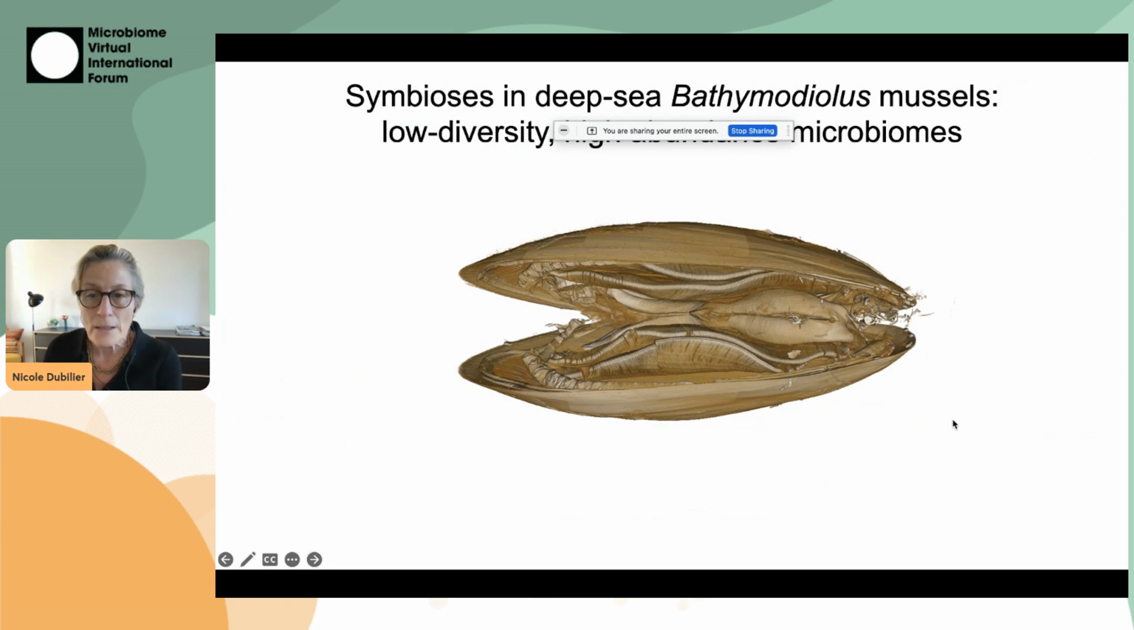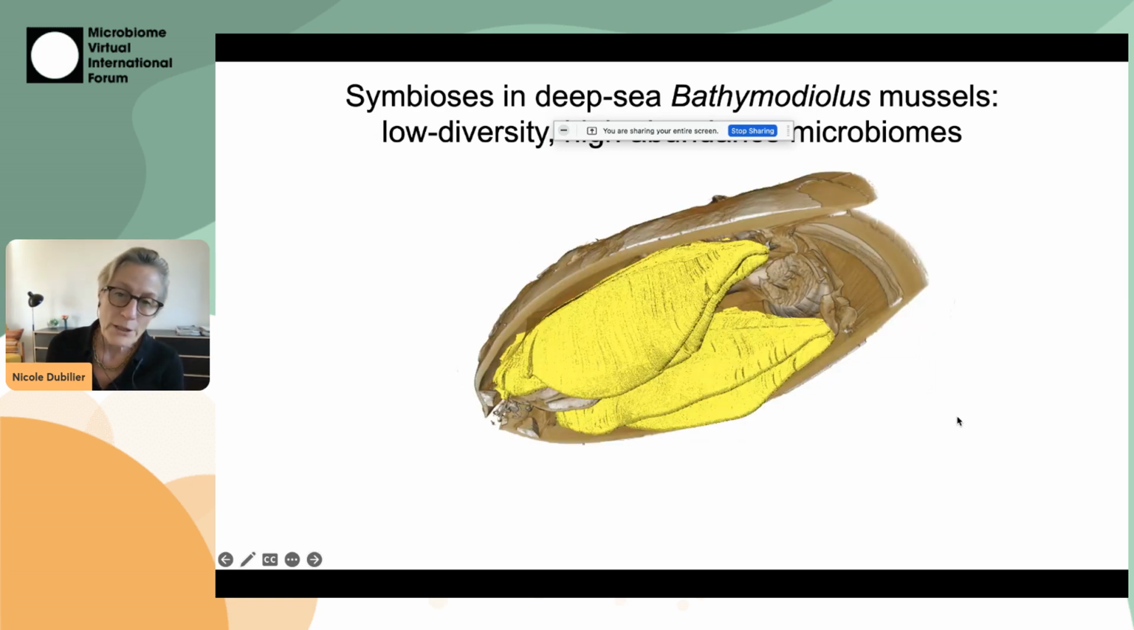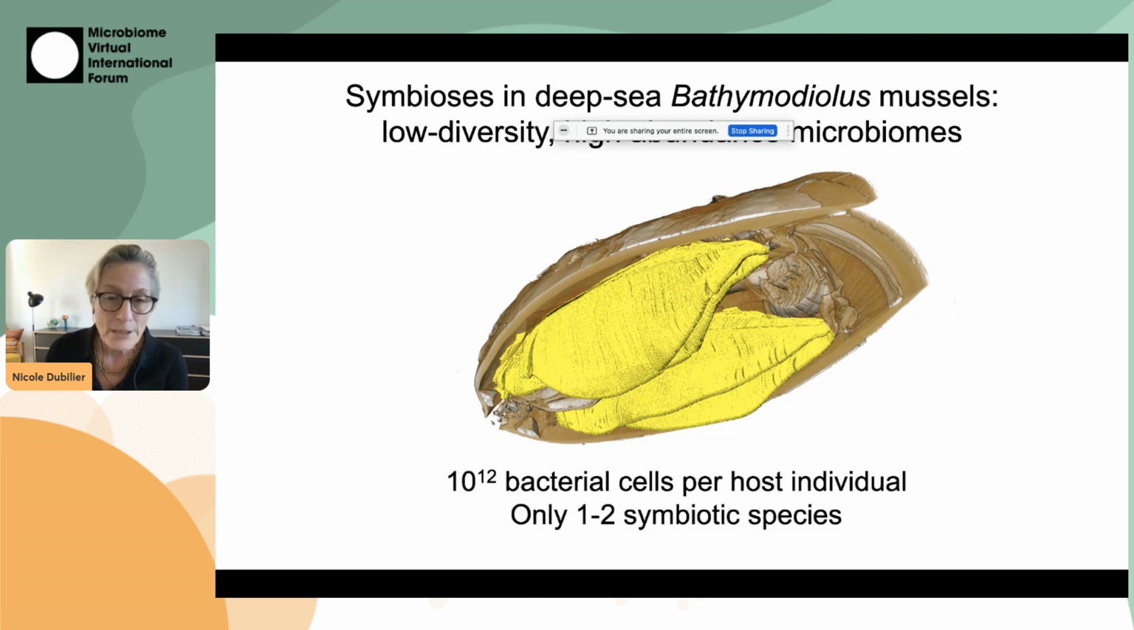What you're looking at here is a micro CT image of a Bathymodiolus mussel, and the symbiotic organs are the gills. They contain the symbiotic bacteria. They're very greatly enlarged because they house so many bacteria. We estimate that an 8-centimeter large mussel houses about 10 to the 12th bacteria cells, and they only have 1 or 2 symbiotic species. This means examining their microbiomes is relatively easy because we're not dealing with a great diversity of species that, for example, make studying the human gut microbiome so challenging.